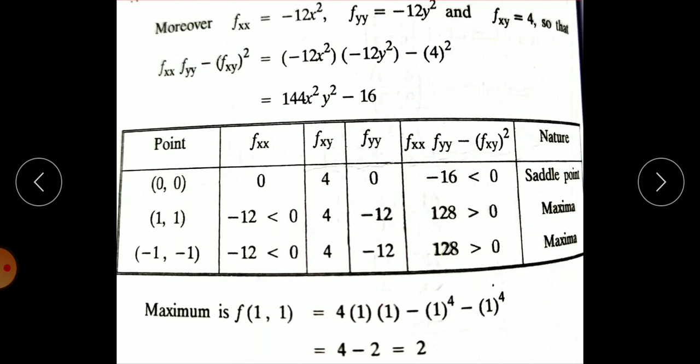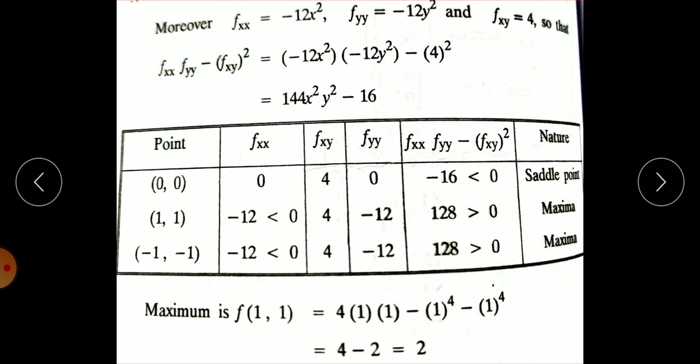First point (0, 0). What will happen? If you apply (0, 0) in f_xx you'll get 0, f_xy is 4, f_yy is 0. So here you have to apply, so minus 16 will come, which is less than 0, so it is a saddle point. Likewise (1, 1) we are applying, so we'll get 128, this is greater than 0, so it's a maxima.